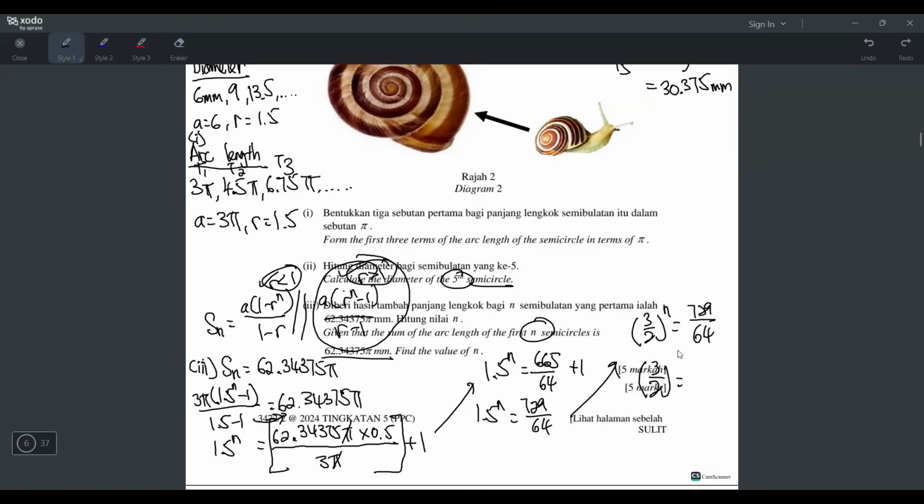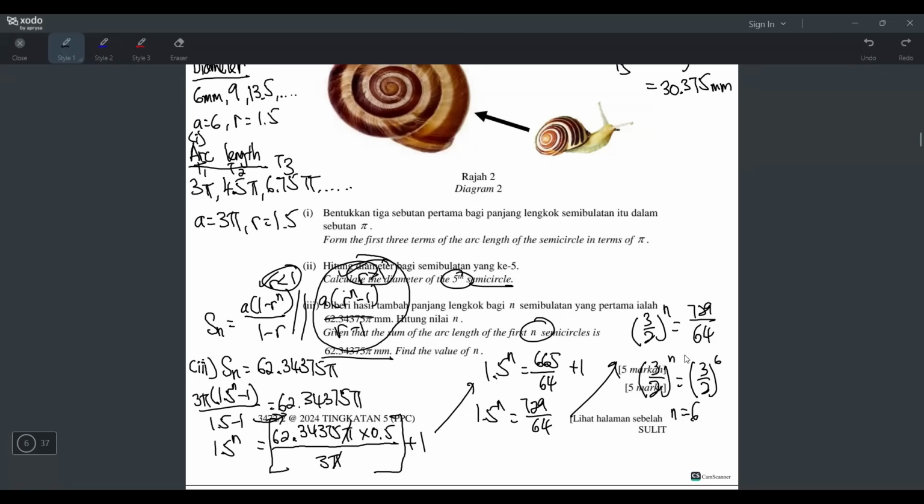Now we try to make the 729 over 64 the same base, right? We try to make it 3 over 2 also. Okay, I want to ask you, 3 over 2 to the power of what gives 729 over 64? The answer is 6. If you press 3 power 6 in your calculator, it will give you 729. If you press 2 power 6, it will give you 64. It means your n is equal to 6.